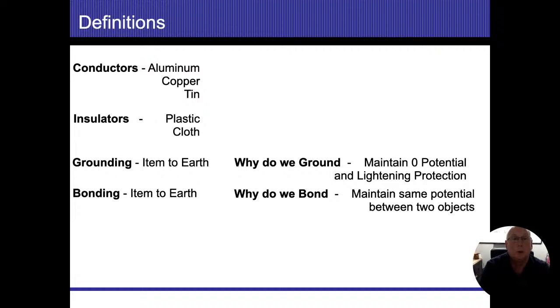So, review real short. Conductors: anything that flows electricity. So typically in our homes, it's going to be aluminum, copper, and tin. Insulators: anything that stops the flow of electricity.